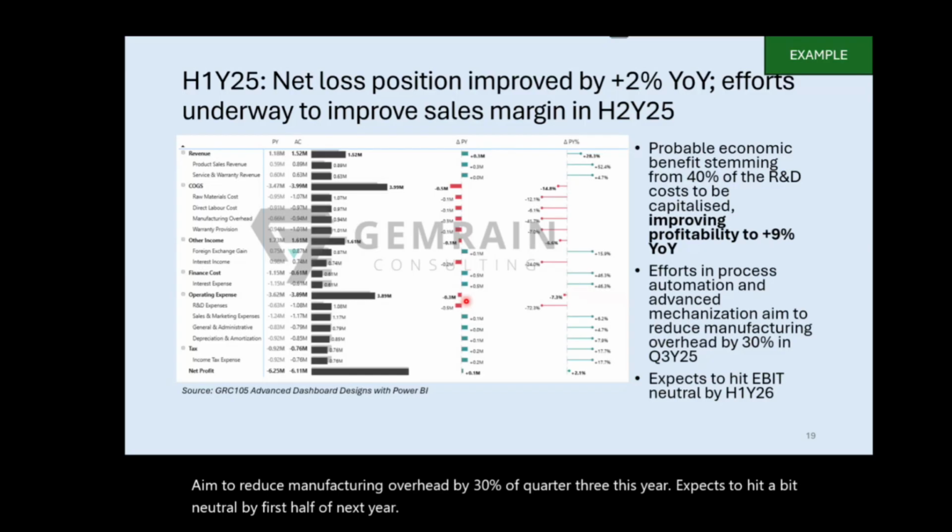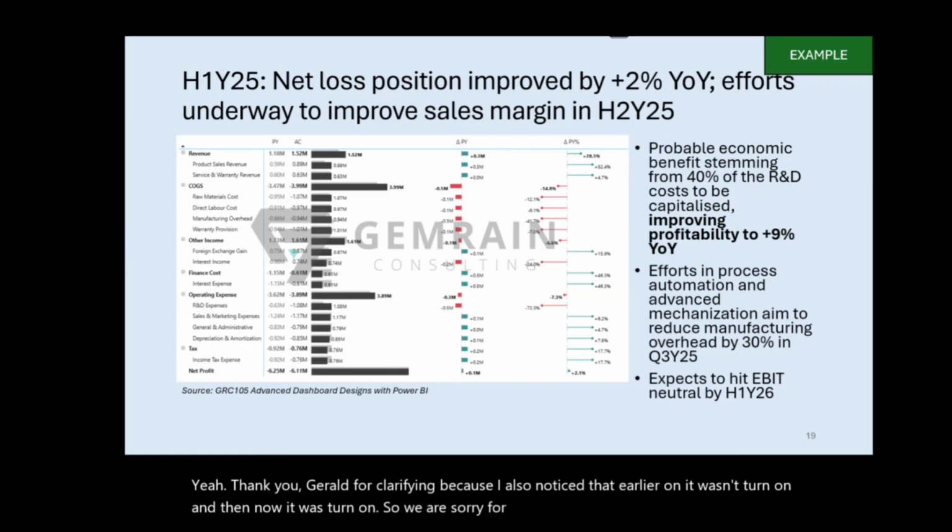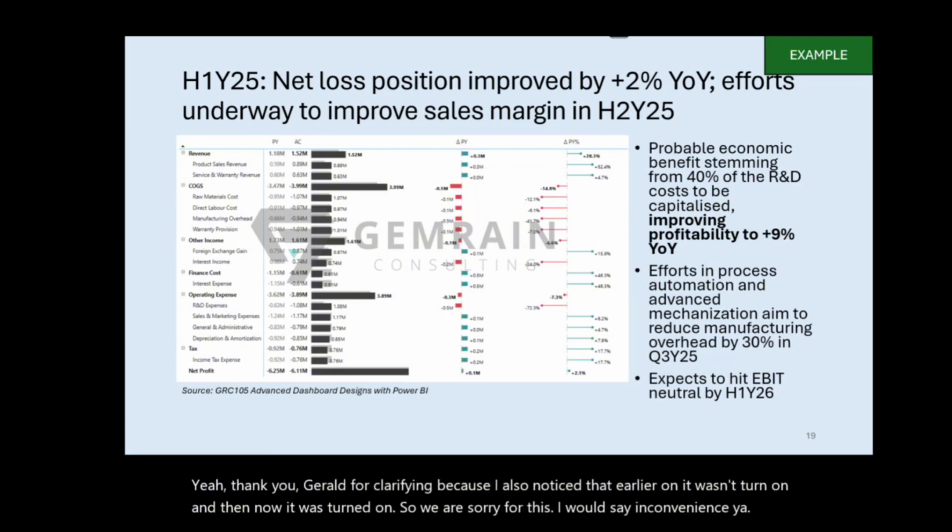Now, let me look into Catterson's question. Is it possible to turn off the RTT as it is affecting content? Yeah, thank you, Gerald, for clarifying, because I also noticed that earlier on it wasn't turned on and now it was turned on. So we are sorry for this inconvenience. Yeah, let's just move forward.